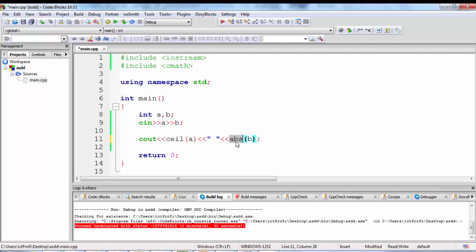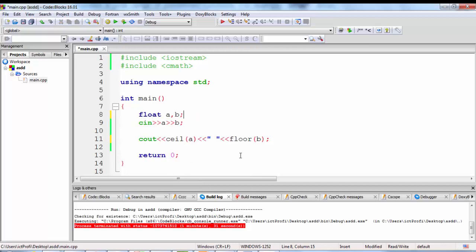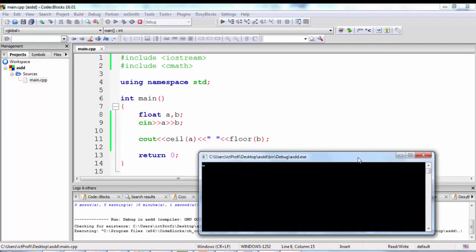Ceil, and I'll do this on the floor. But for that reason I'm going to use fraction numbers, because we're going to try numbers with decimals. Float. I will try float, and I'll run this program. I'm going to write two different numbers. One is 5.4. Another value will be 10.9.